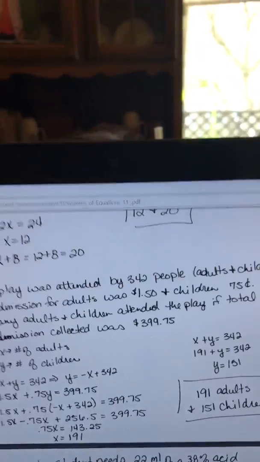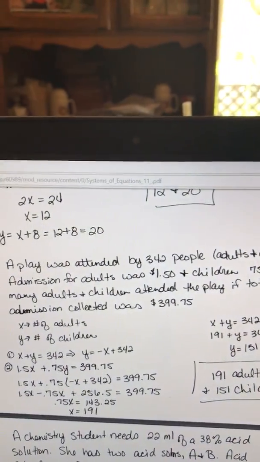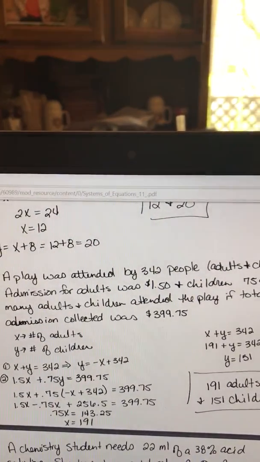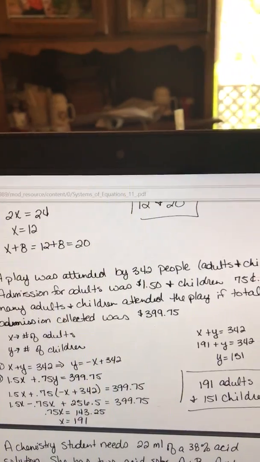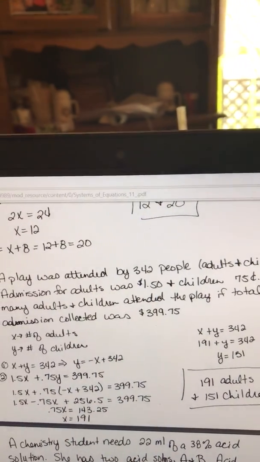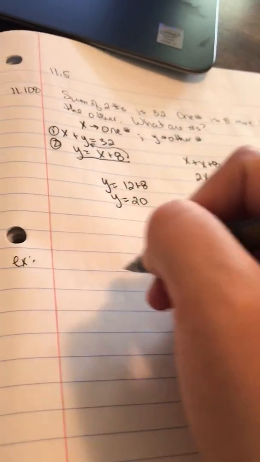So for the next one, I didn't write it down all on this paper because I have it up here, so I'll just show it to you on the screen here. A play was attended by 342 people, which are the adults and children combined. Admissions for adults was $1.50 and children was 75 cents. How many adults and children attended the play if total admission collected was $399.75? So I'm just going to write down the pieces we need. So there's 342 people.